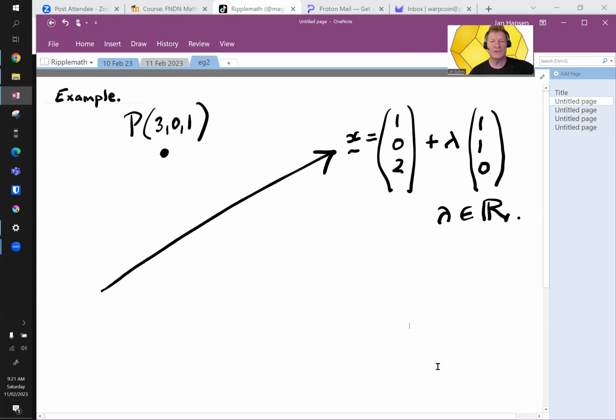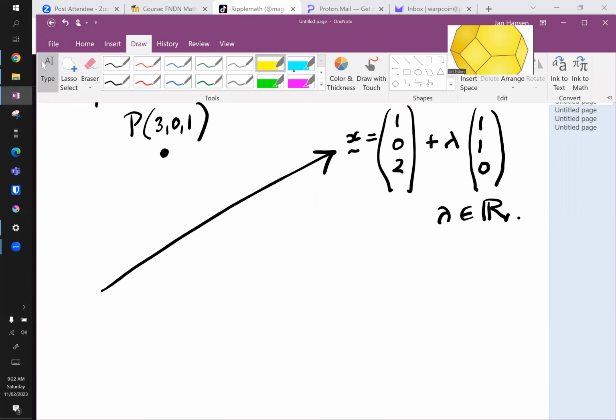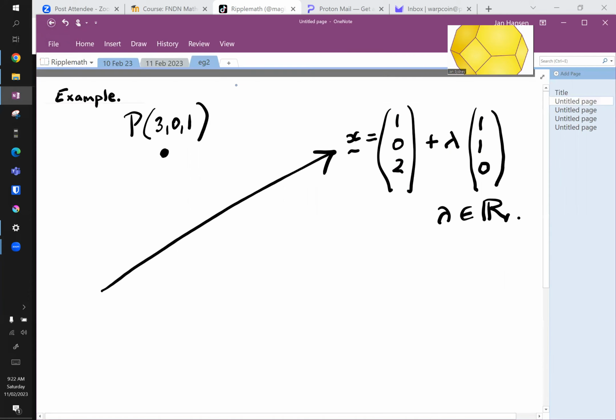And we want to find the shortest distance from that point (3, 0, 1) to that line. So really we're looking for this distance there. That's D, that distance there. Now one point on the line is going to be this point here, which is (1, 0, 2). That's a point on the line.